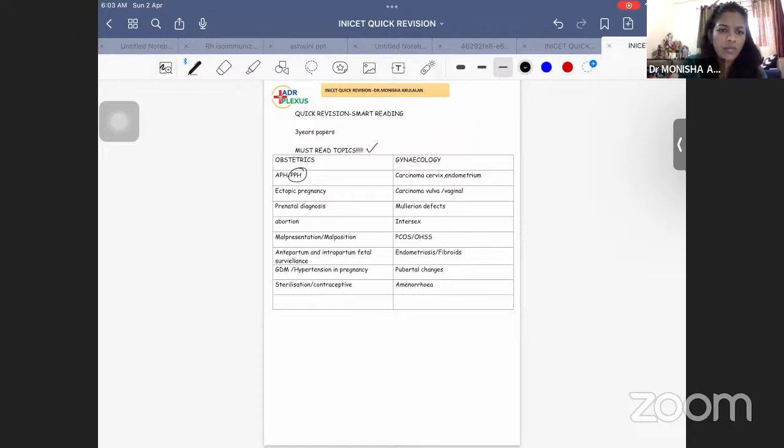Don't read the whole topic. Don't start from the end. Don't keep changing your material. Fix to one particular material, whatever we have started. Don't start reading anything new now. Whatever you've read, please revise it.